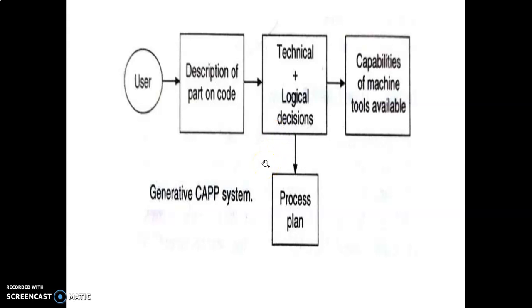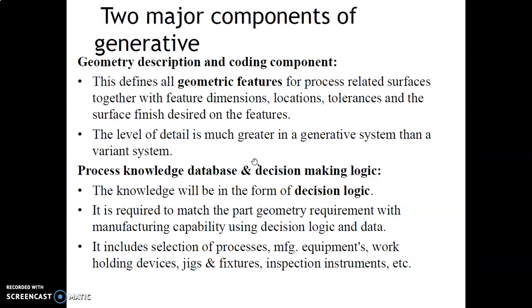This is a generative type CAPP system. There are two major components in the generative type: the geometry description and coding component, and second, the process knowledge database and decision making logic. So you can see the computer will decide your process plan and routing system, route sheet. So you should prepare that program very accurately, otherwise you will get a wrong result in each and every part file. So before generating the process planning, you should take care of each and everything in the computer program.